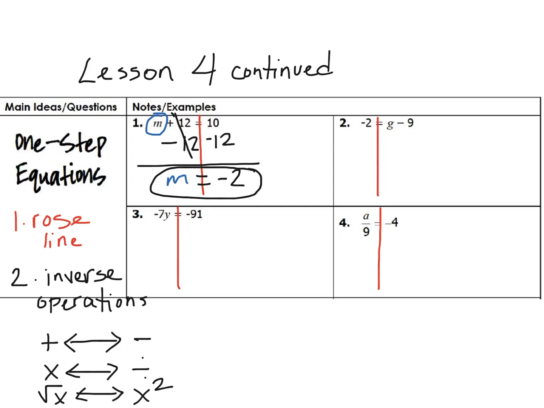I don't think that was so bad. And again, most of you could have done that in your head, but we are practicing how to show the proper work here.